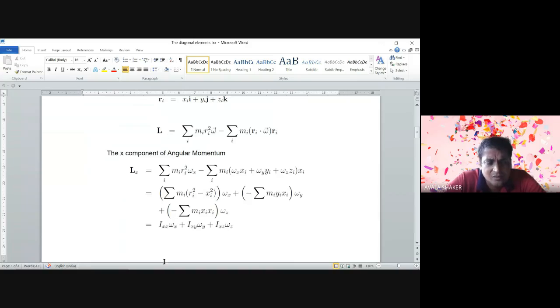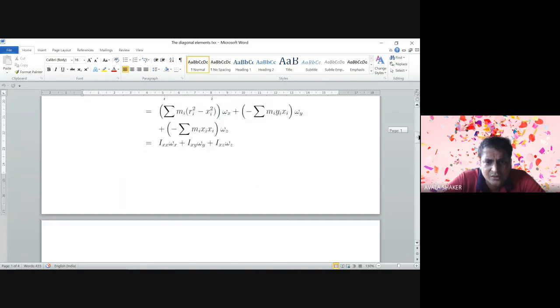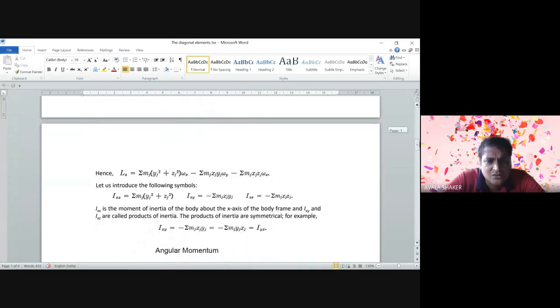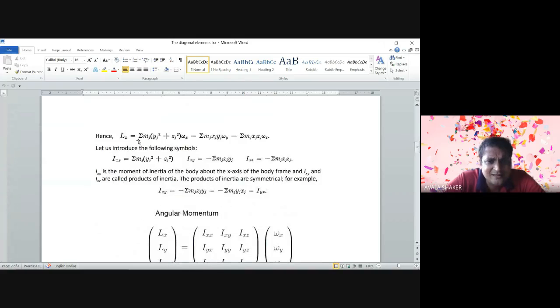The momentum, that would be, we can write this as Ixx omega x, Ixy omega y, Ixz omega z. Okay, so the minus sign is absorbed into this. So finally, what is Lx?